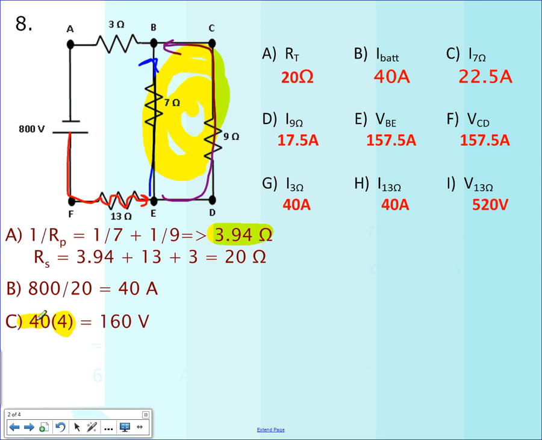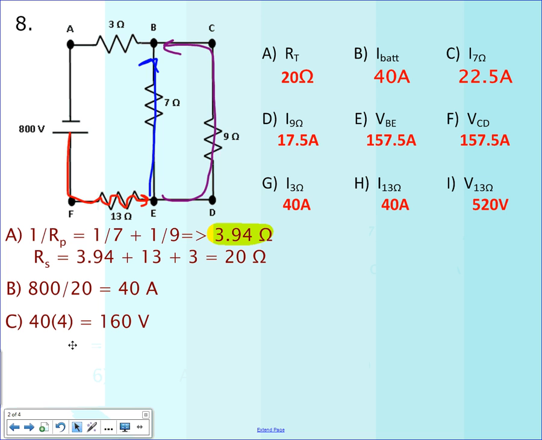So voltage is I, 40 amps, times the equivalent resistance of the parallel path. So 40 times 4 is 160 volts. So you know that you lose 160 volts down the blue pathway and also down the purple pathway, because parallel circuits are always the same. Now, once you know that voltage drop, you can use your Ohm's law equation again, I equals V over R.